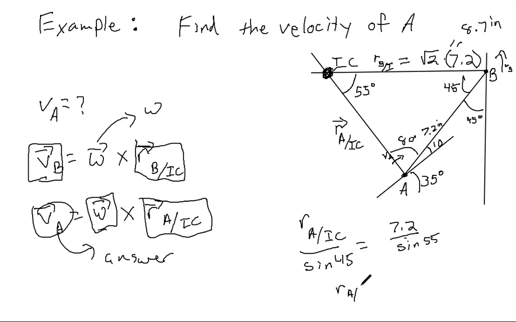Therefore, RAIC must have a length which equals 6.23 inches. This was in inches. Okay, so we know the length of the sides, and that's pretty much everything we need, because we're just going to work this out using scalar quantities. So we don't really need vector information.